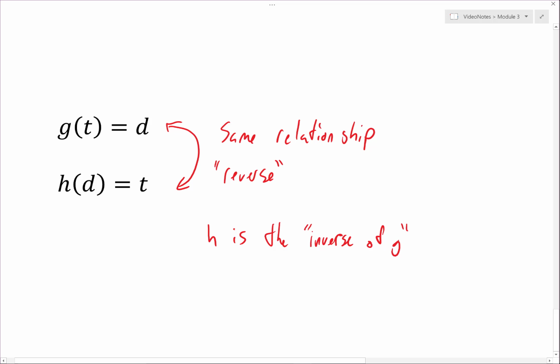And since we mean that h is the inverse of g, instead of writing h for the function name of this inverse, it's actually more common to write this as g superscript minus 1, or we say g inverse of d is equal to t. So instead of writing h, we're just going to use g superscript minus 1 to represent that we're talking about the inverse of g.